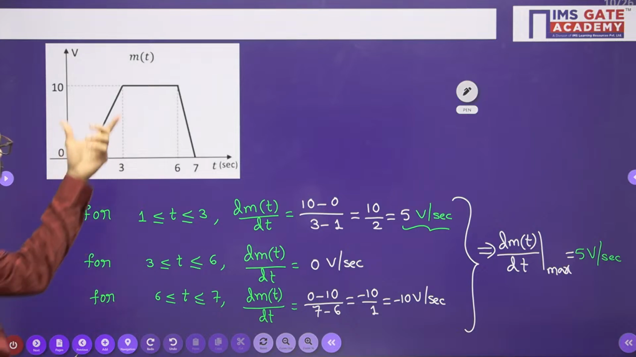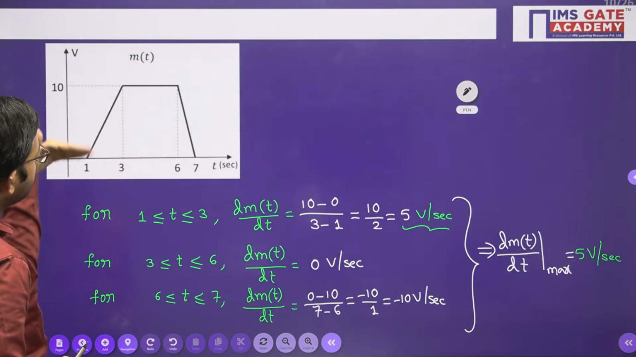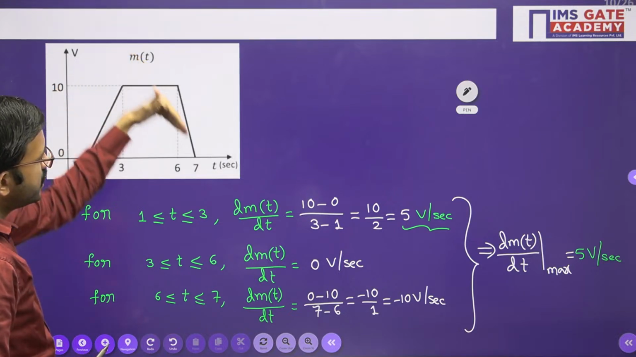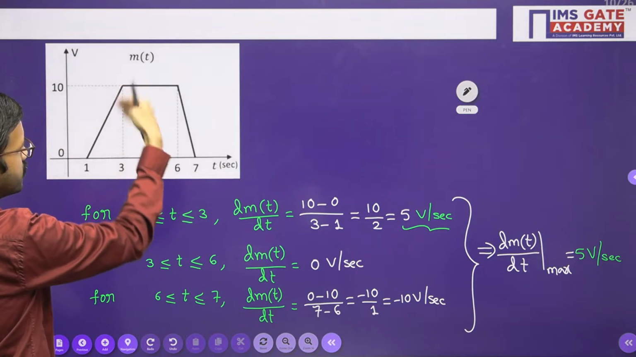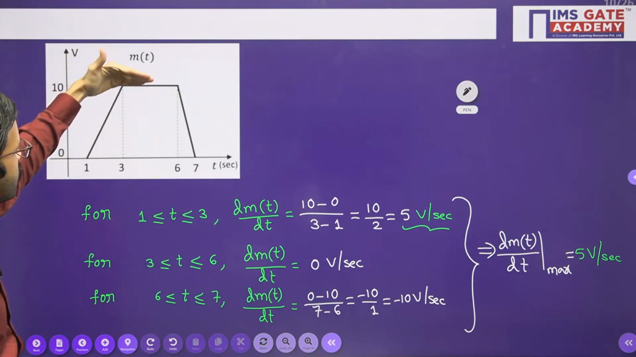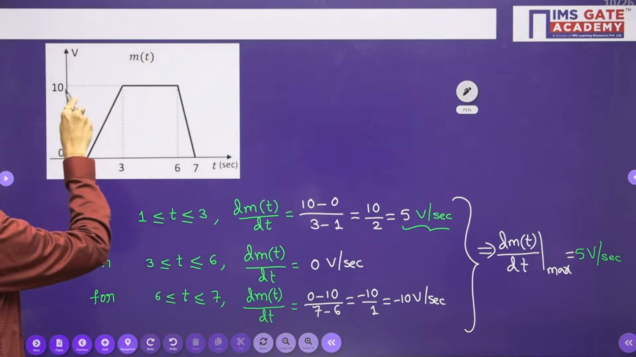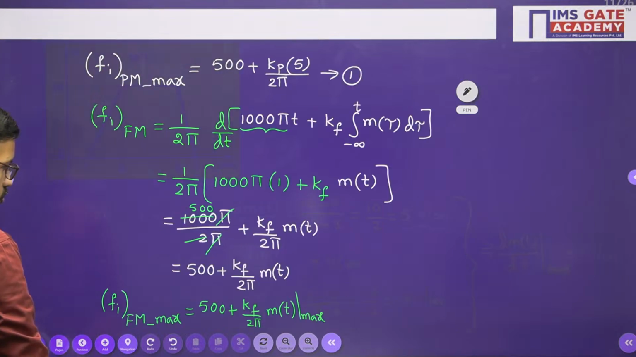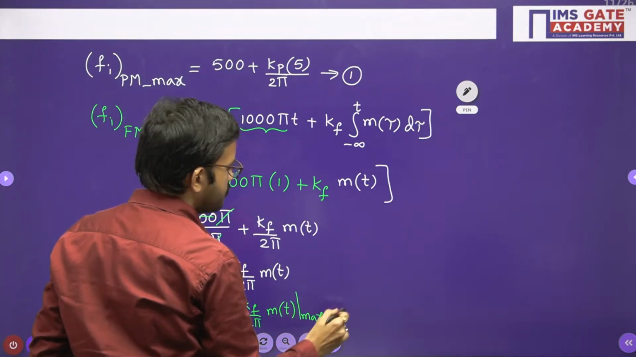Yes, very good. Just observe here, you are having 0 volt and then 10 volt, right? In between, it is varying here and similarly here varying. So among all the voltage levels in this particular waveform, this voltage level is the maximum, right? So m of t maximum is nothing but 10 volts.